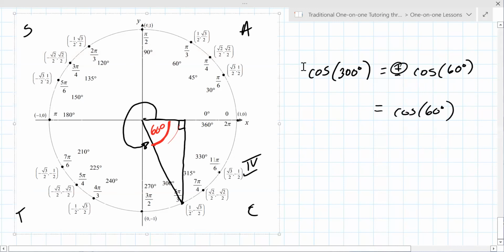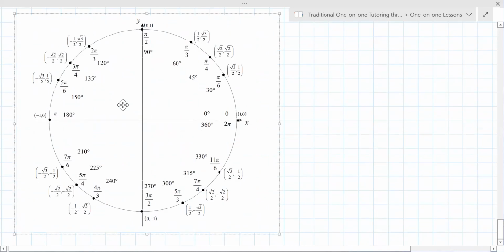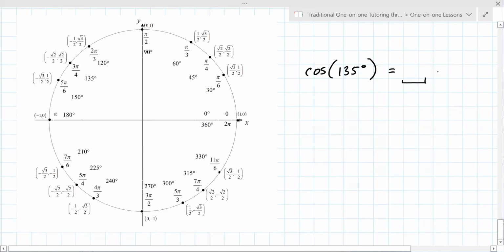Okay, so what I'm going to do is give you a few examples here. We're going to stick with degrees. So the question here would be something like the cosine of 135 degrees is equal to the, and this is what you're going to tell me, plus or minus cosine and then the angle that goes in here. So I'm looking for two things from you: the angle, and then whether it's positive or negative.